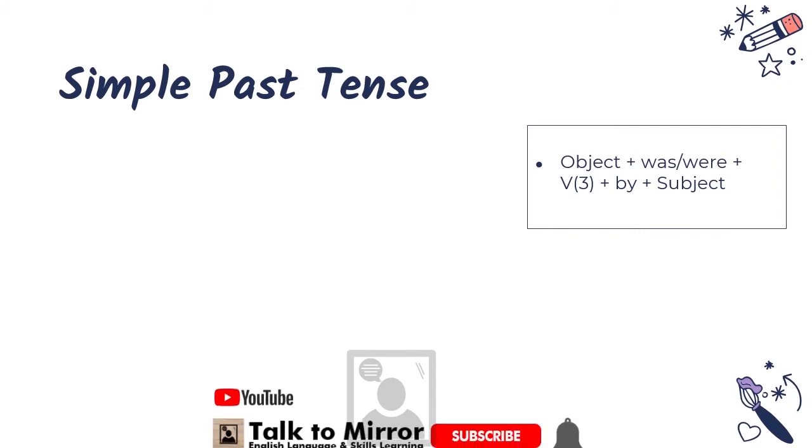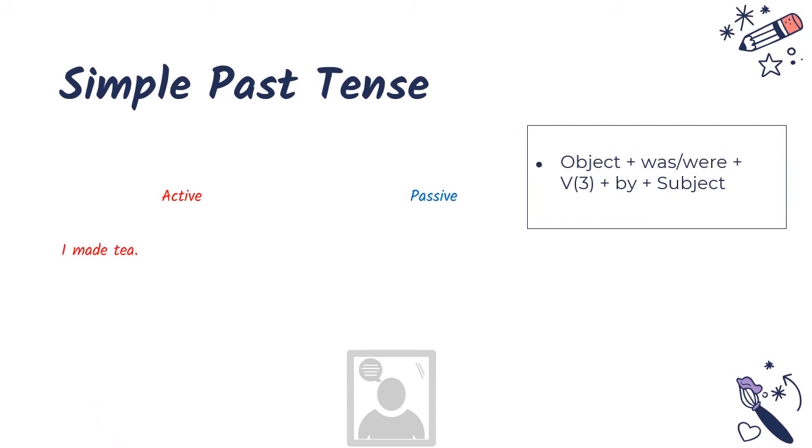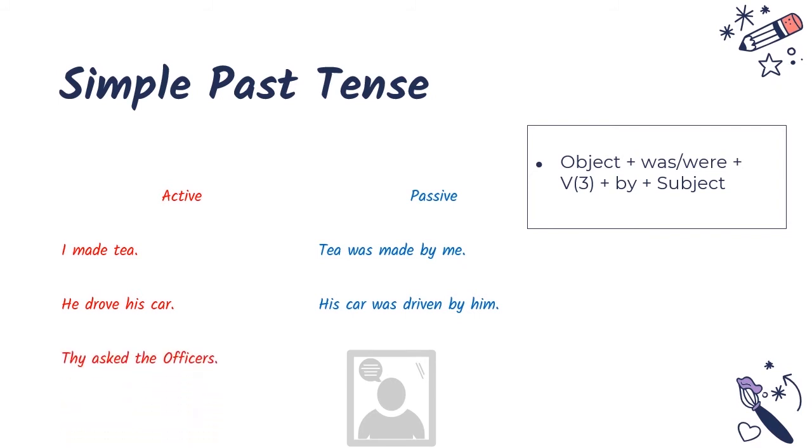If the tense is simple past tense, then we have a formula to convert that. Starting from object plus was or were plus verb's third form plus by plus subject. Look at some examples. I made tea. This is simple past tense. Tea was made by me. He drove his car. His car was driven by him. They asked the officers. The officers were asked by them.